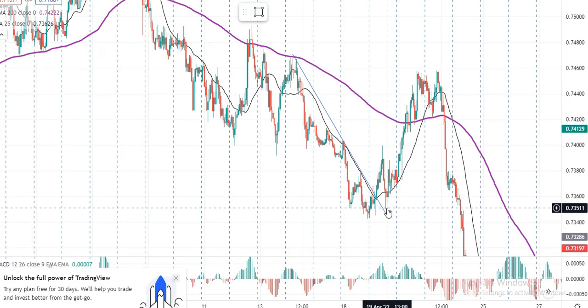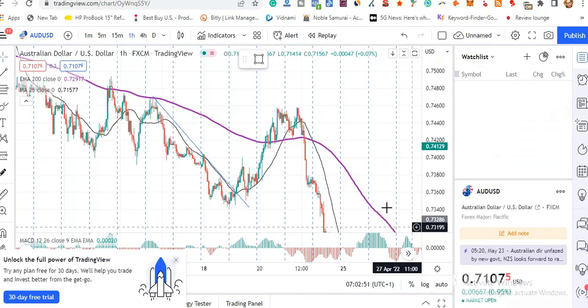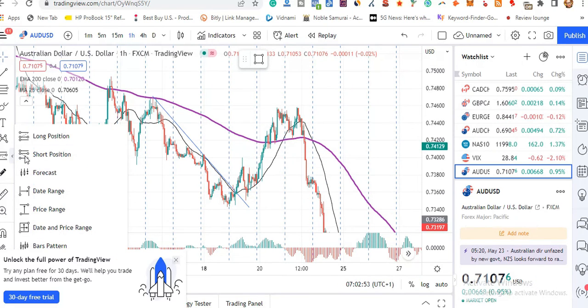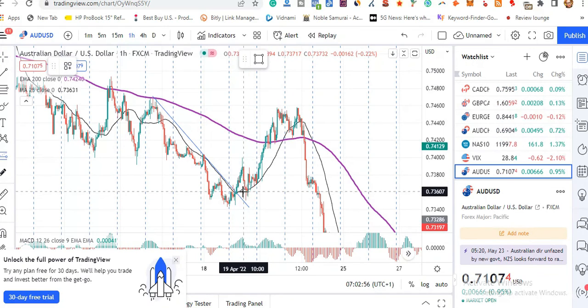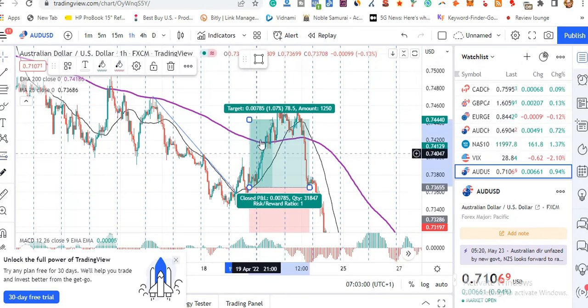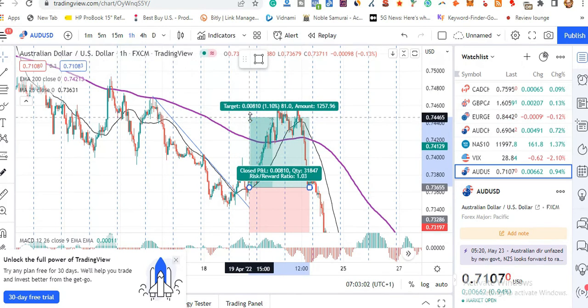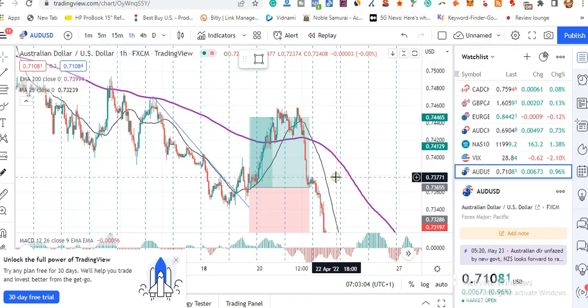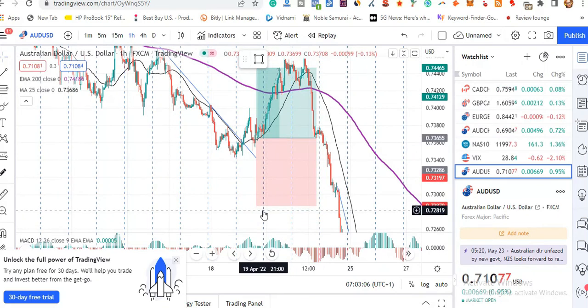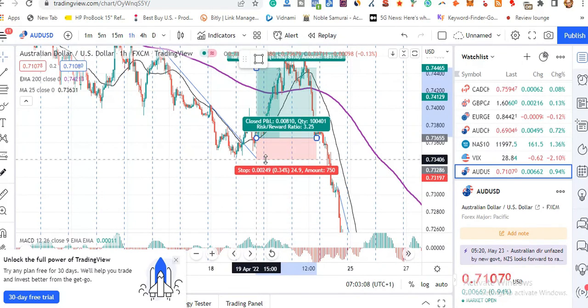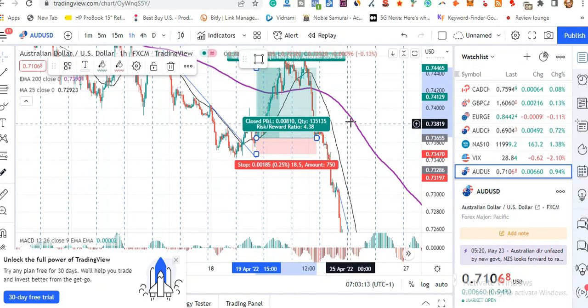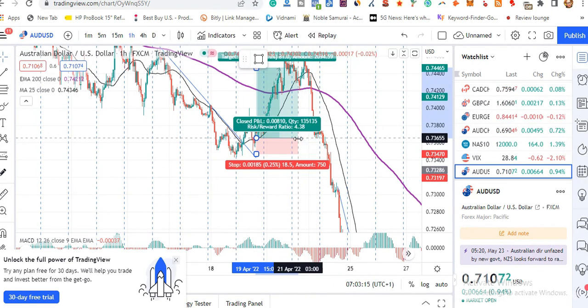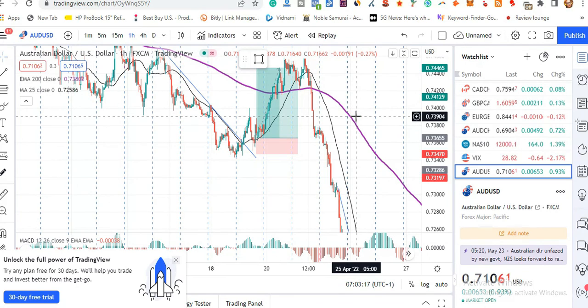Now you have to go long, you have to start to buy. You can enter from here, and put your stops right below it. So that's it. It's very, very simple.